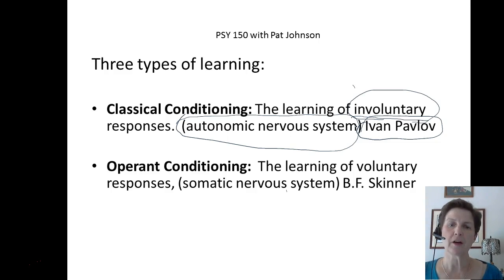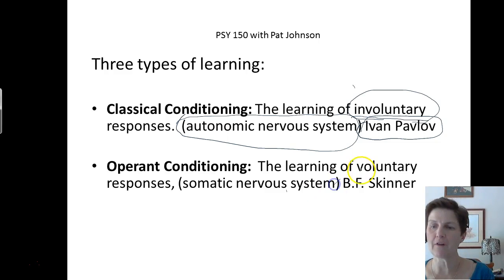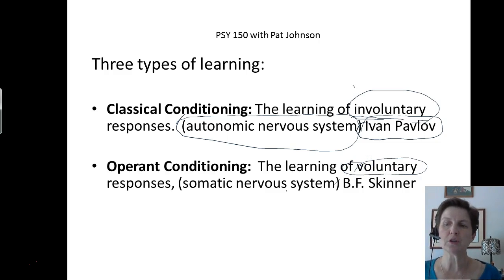After that, we'll move on to operant conditioning. Operant conditioning is the learning of voluntary behaviors. So coming to school, going to work, studying, gaming, all of those are voluntary behaviors, things you choose to do or choose not to do. Those are examples of behaviors that would be operantly conditioned. And we're talking about the somatic nervous system here.